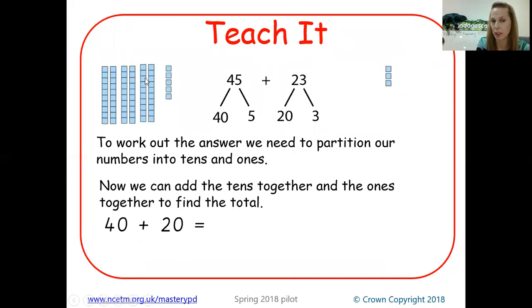I knew there was 40 there, so I didn't start from 10. I counted on from 40. But if you need to start from 10, that's fine. You can do that to check. So 40 add 20 equals 60.